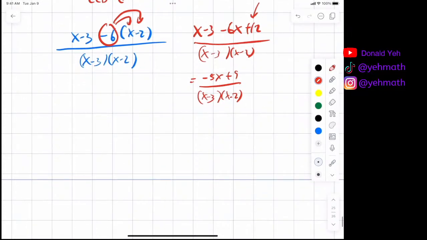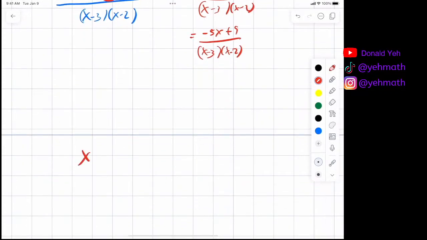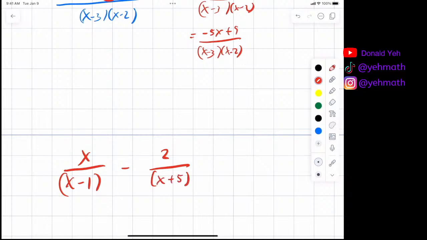Okay, so that is going to be x over x minus 1 here, minus 2x plus 5 here. So let's see if you guys can subtract that. And tomorrow, on Monday, we're going to talk about what happens if the bottom's a little bit harder, because we're running out of time.